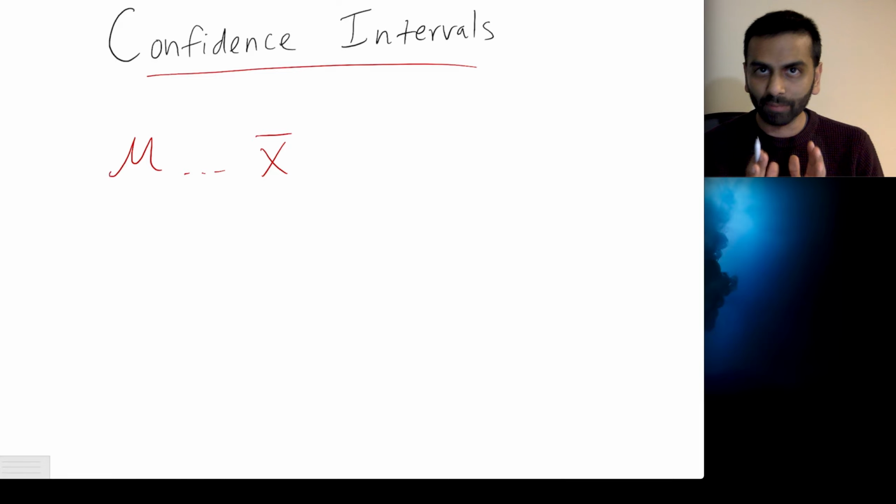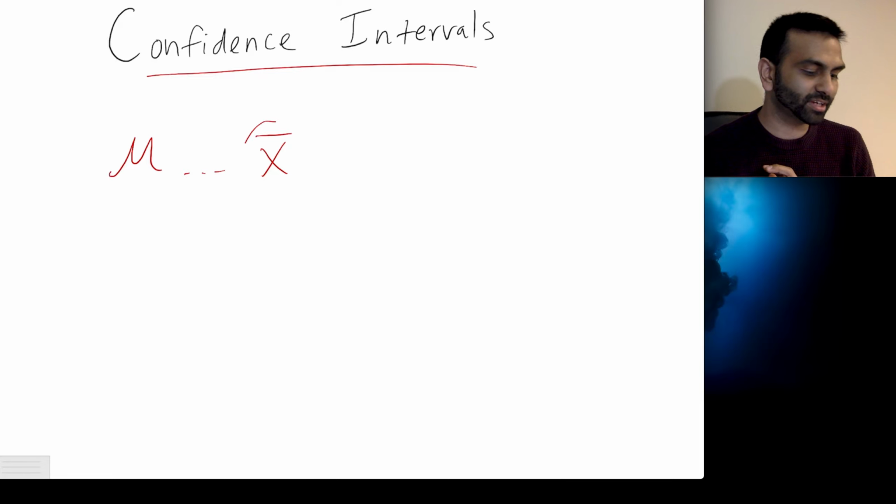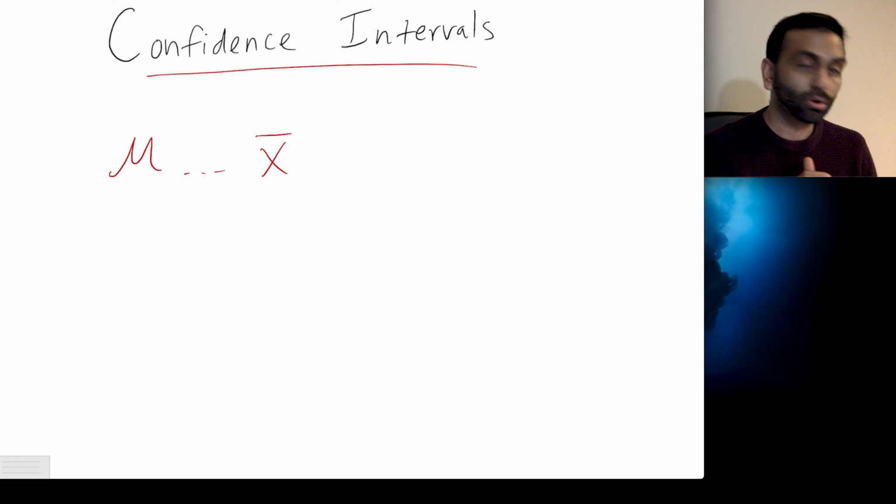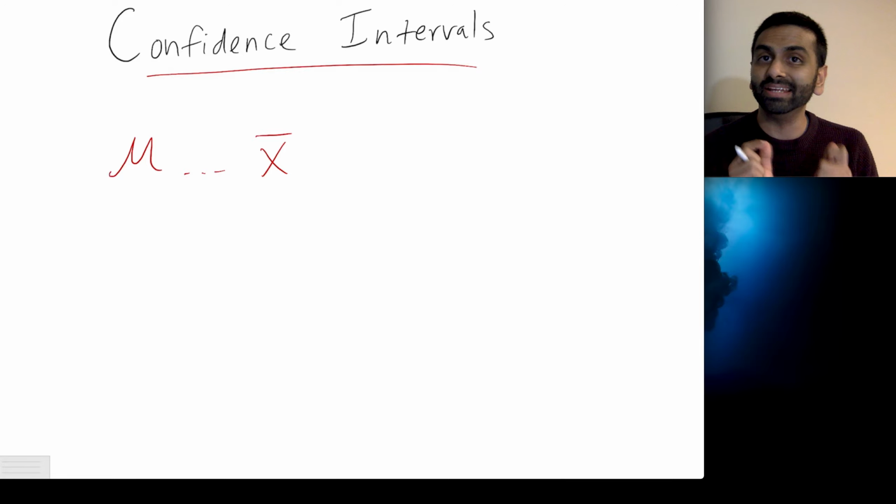So a much safer thing to do than to give just a point estimate is to give what's called an interval estimate. And that's where the concept of a confidence interval comes in. Long story short, we want to know mu. We don't know what mu is. We got x bar though. So we're going to say that our best guess for mu is that it's somewhere in this range.